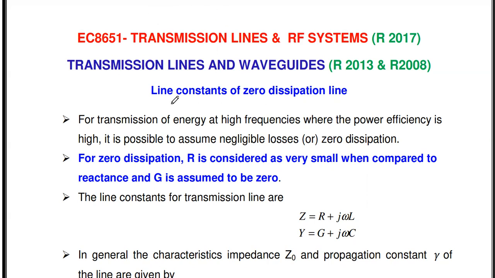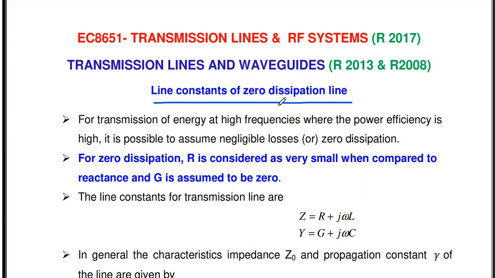In that, the first topic is the line constants of a zero dissipation line. What does zero dissipation line mean? It is a transmission line with zero power dissipation. If the power dissipation of a transmission line is zero, that line is called a zero dissipation line, or sometimes a dissipationless line.